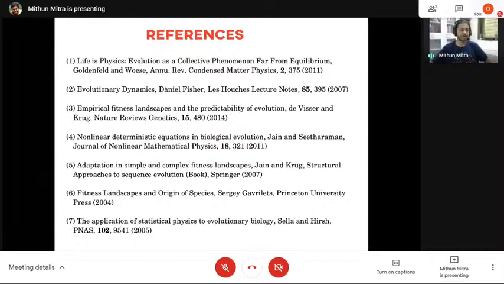There are lecture notes by Daniel Fisher on evolutionary dynamics, which talk a little bit about the nitty-gritty of these models, how to write these coupled differential equations that can then model these evolutionary dynamics. There's again a very nice review in Nature Reviews Genetics on these fitness landscapes and how to think of evolution in the context of these fitness landscapes.